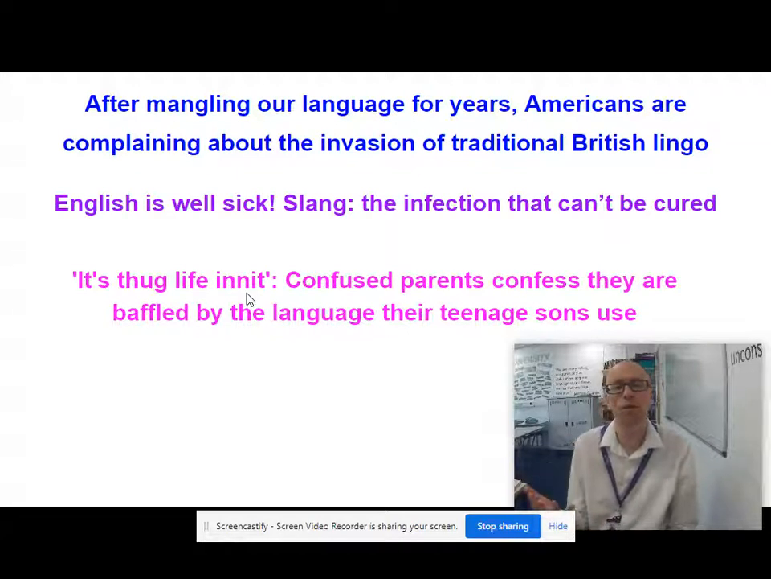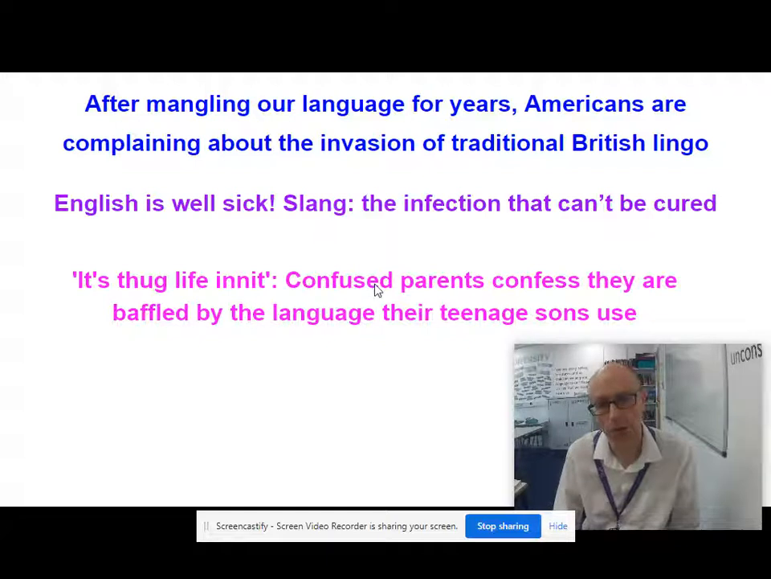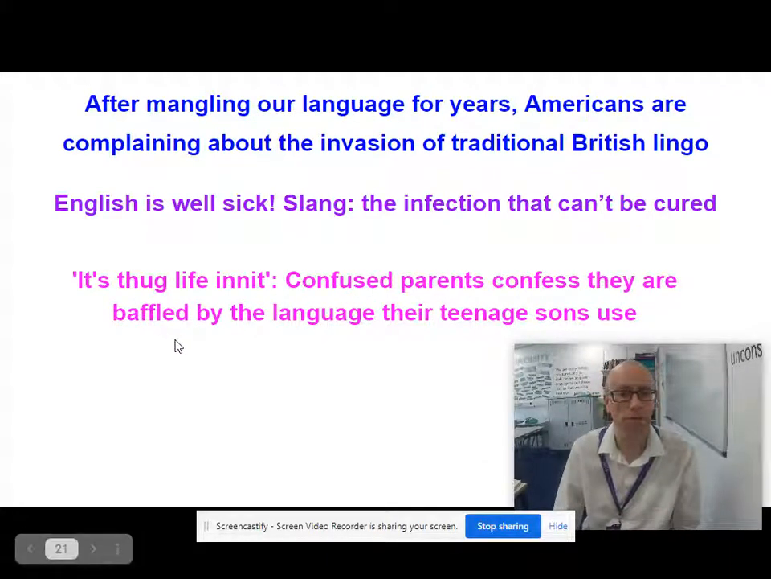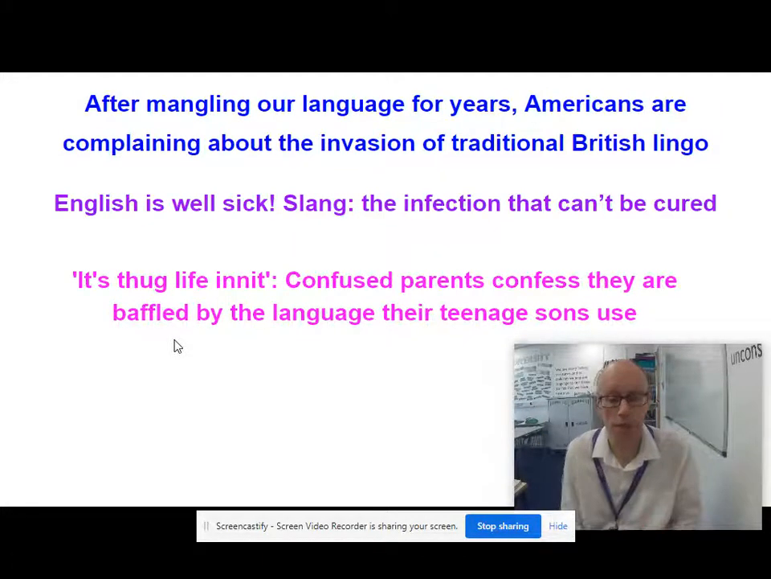We have the discourse of puzzlement and confusion. We've got the pre-modifying adjective confused, and we have the mental verb baffled. So the discourse here is that other people's language is completely baffling.